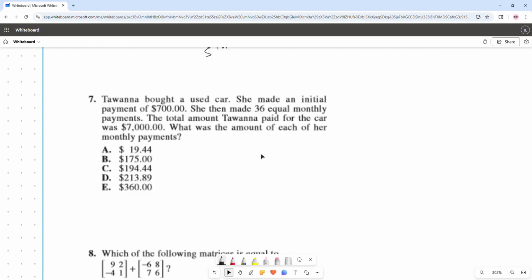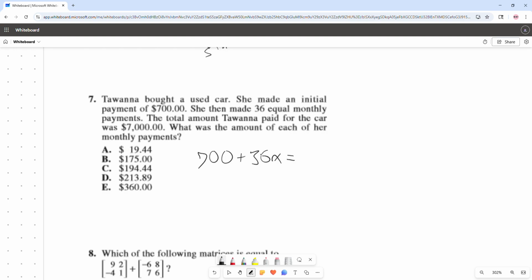Tawana bought a used car. She made an initial payment of $700. She then made 36 equal monthly payments. The total amount Tawana paid for the car was $7,000. What was the amount of each of her monthly payments? So initial payment, $700. Then she paid 36 equal payments, which is what we're solving for, the X.